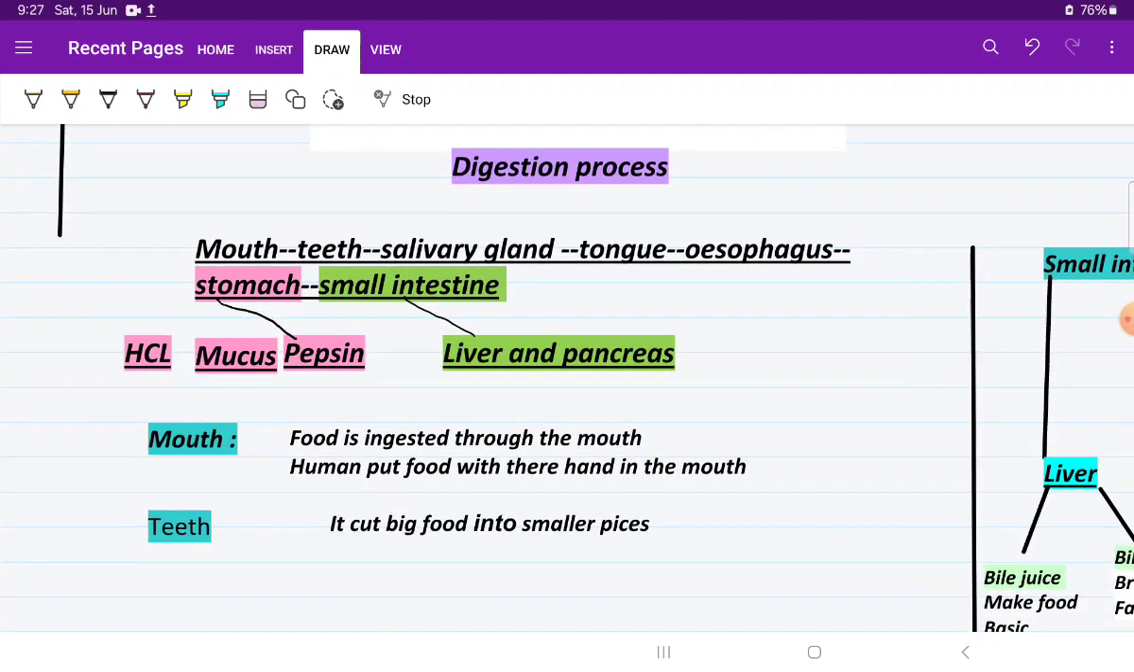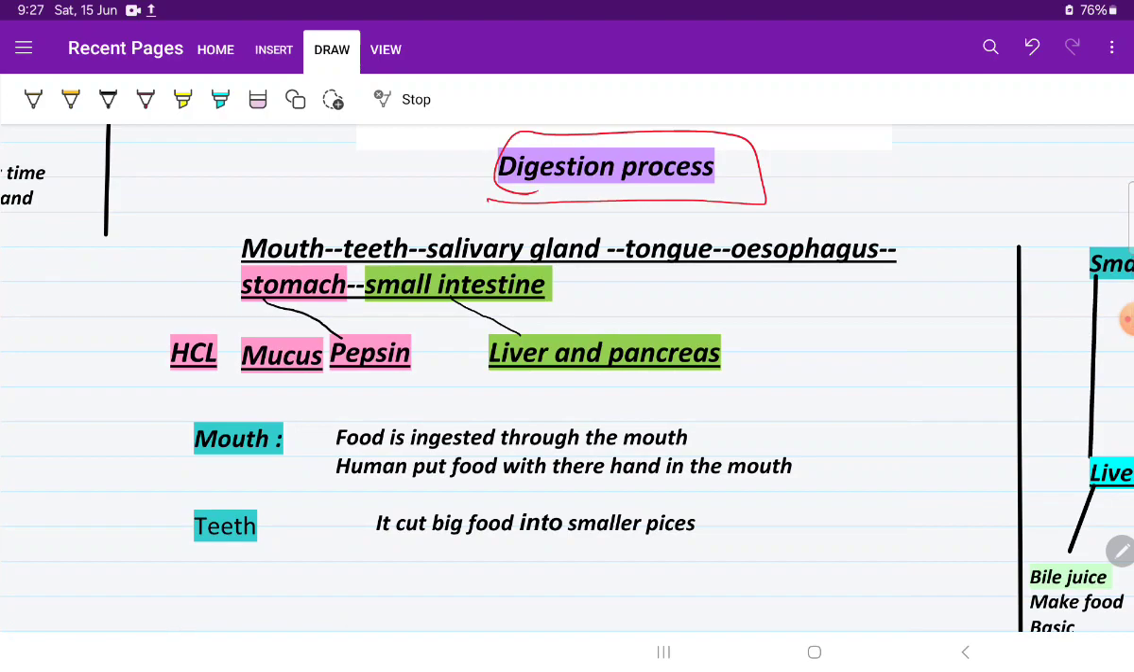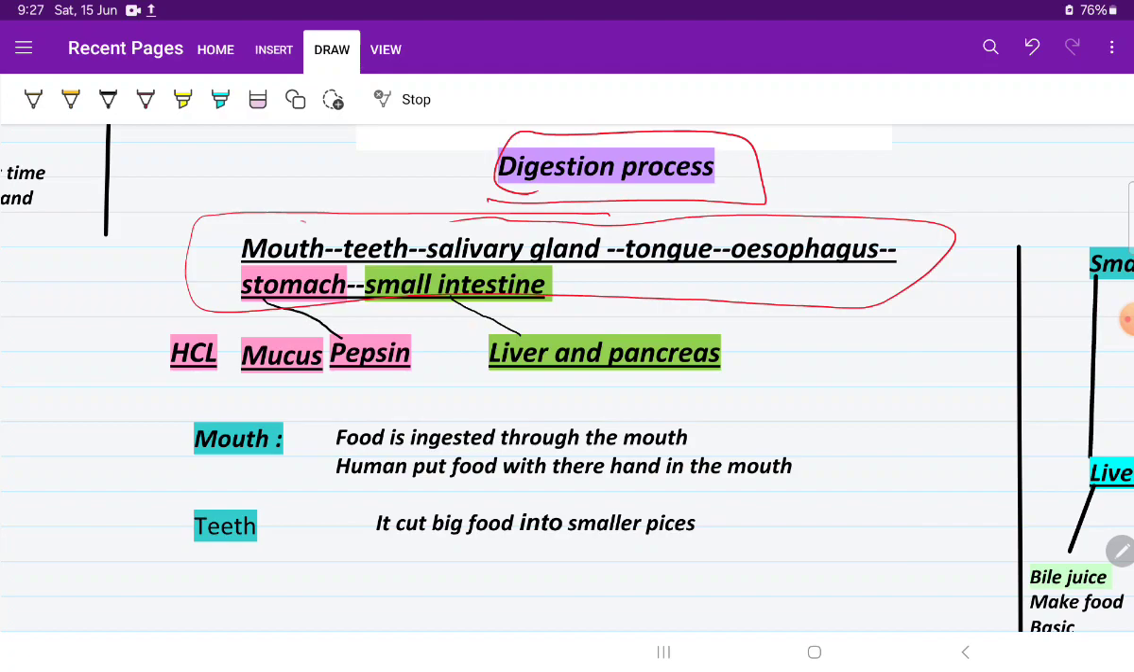Now let's see the digestive process. First of all, this is the short note. You can learn easily at exam time. First of all, food will go in the mouth, then teeth will cut it, then saliva mixes with it, then the tongue mixes the saliva. The esophagus pushes the food into the stomach, the stomach pushes the food into the small intestine, and the small intestine pushes the food into the large intestine. The main work is done in the stomach and small intestine. There are three things: HCl, mucus and pepsin in the stomach. In the small intestine, the liver and pancreas help in digestion.